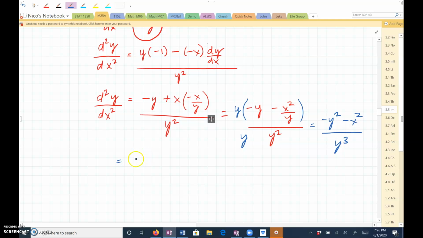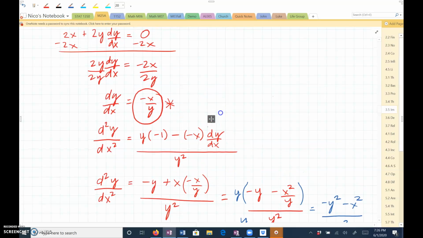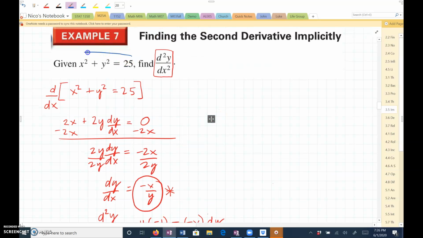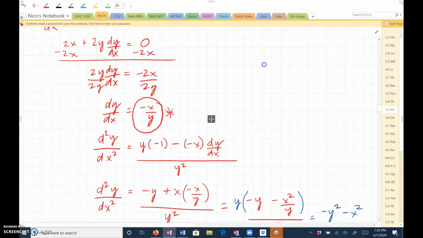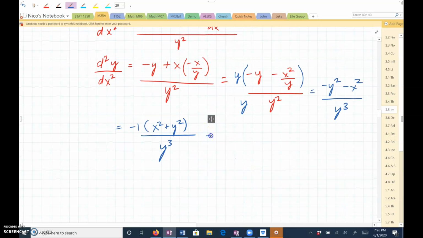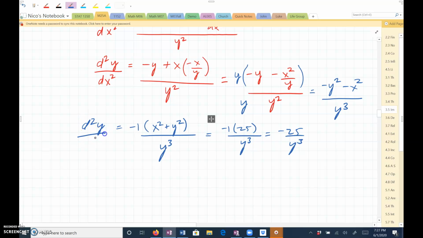And then notice here I can factor out a negative 1, leaving me with x squared plus y squared all over y cubed. And notice here x squared plus y squared is equal to 25. So I can substitute here negative 1 times 25 all over y cubed, which is negative 25 over y cubed. This would be the second derivative of this function.